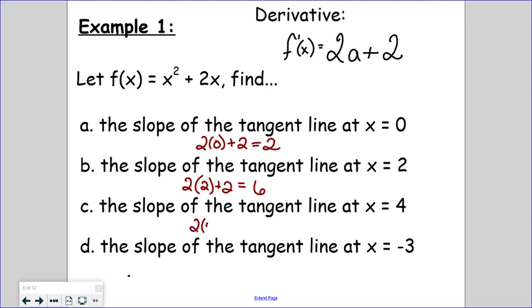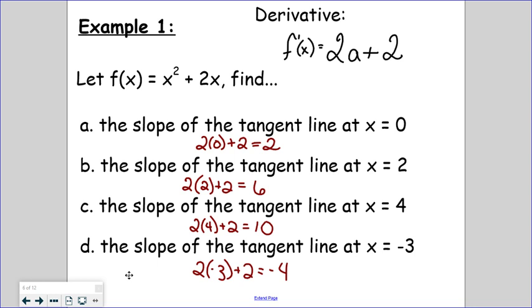Plug in 4. 2 times 4 is 8, plus 2 is 10. And plug in negative 3. 2 times negative 3 is negative 6, plus 2 is negative 4.